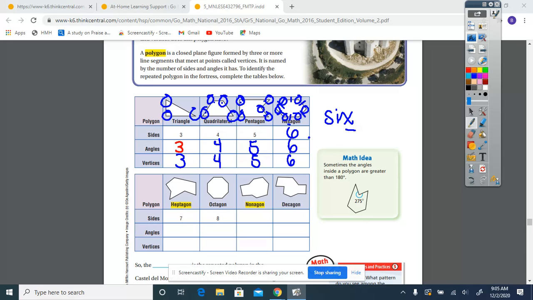Do you see the pattern happening here? 3, 3, 3, 4, 4, 4, 5, 5, 5. Polygons have the same number of sides, the same number of angles, and the same number of vertices.